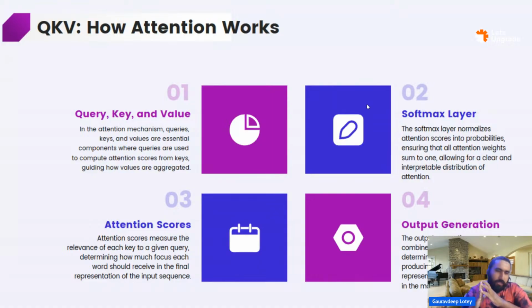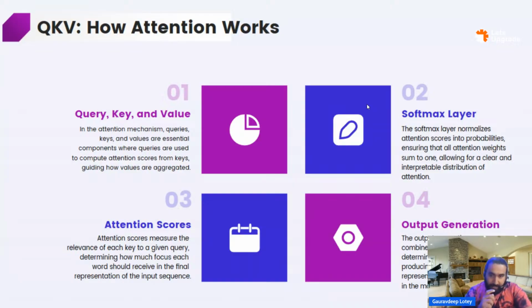I'll give you this explanation beautifully. Just give me 2-3 minutes. I'll give you this explanation, and then it passes through a softmax layer. I'll explain what softmax layers are very well too. Then comes the attention score, and finally attention realizes what my output is supposed to be.